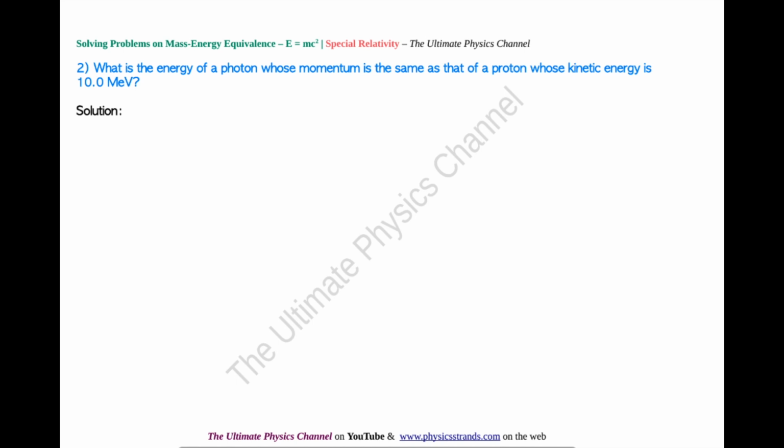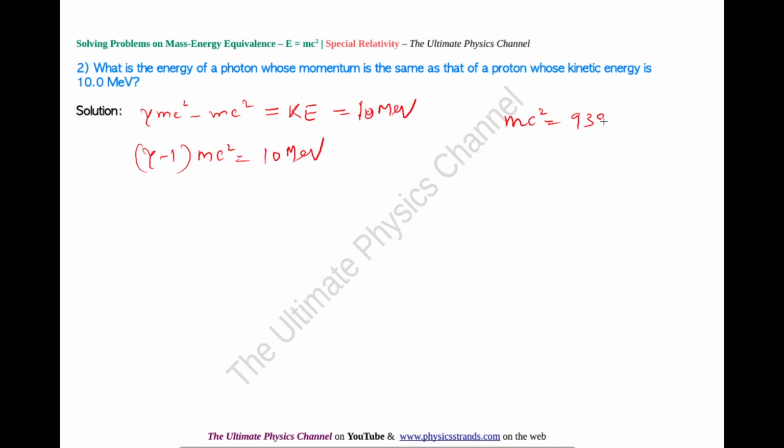So we know the expression for kinetic energy: in special relativity, the kinetic energy is given by gamma mc squared minus mc squared, because the total energy is gamma mc squared. You subtract the rest mass energy from it, you get the kinetic energy, and this is given as 10 MeV. And therefore we can directly write gamma minus 1 times mc squared is 10 MeV. The rest mass energy for the proton, mc squared, is equal to roughly 938 MeV. This is for the proton.